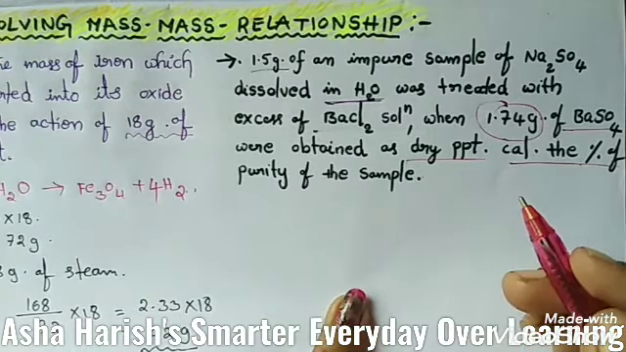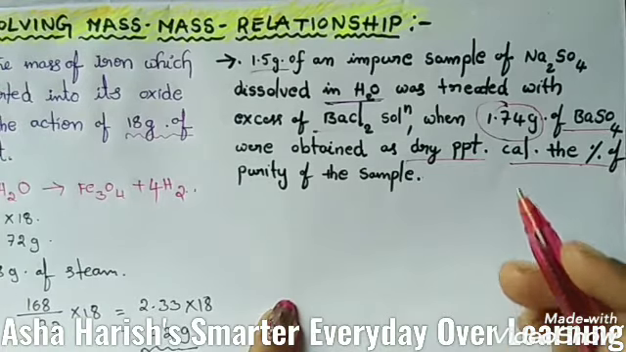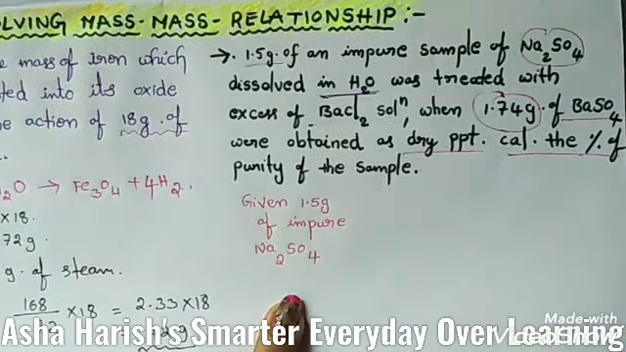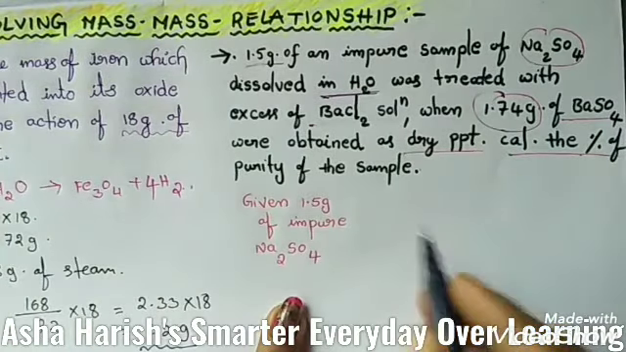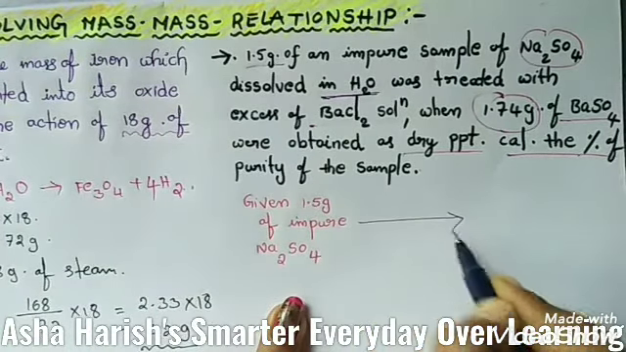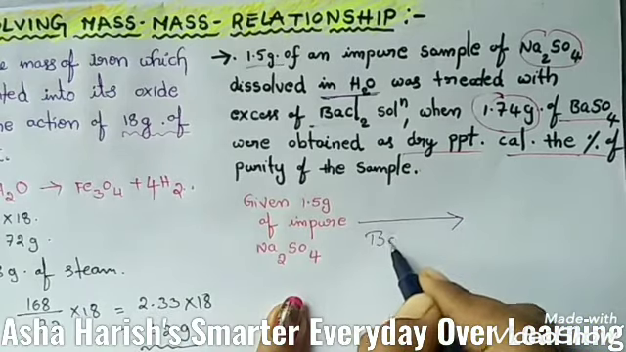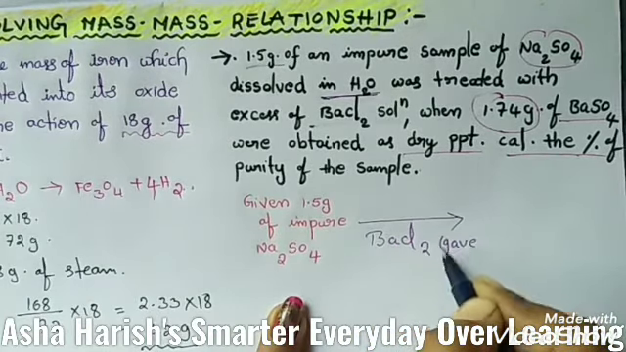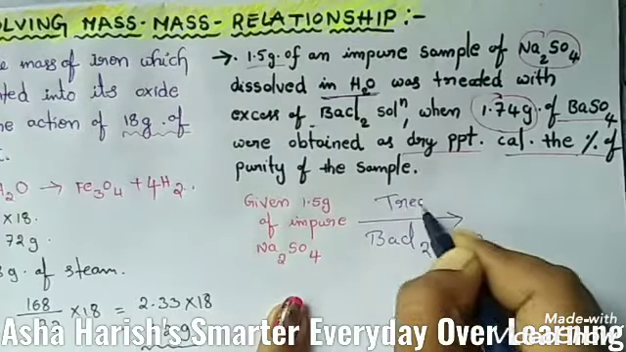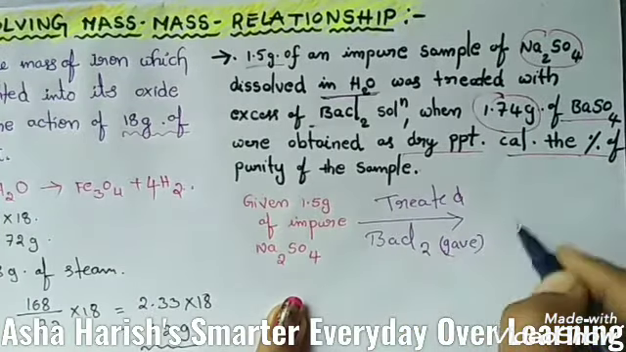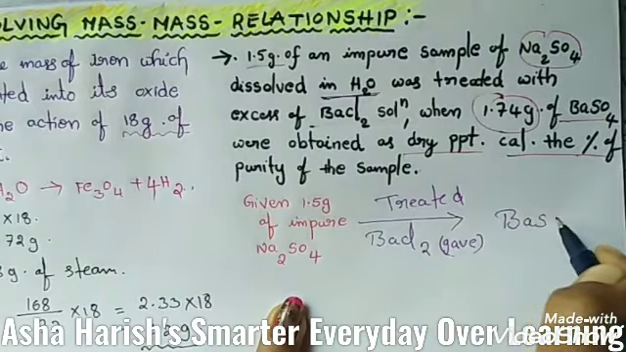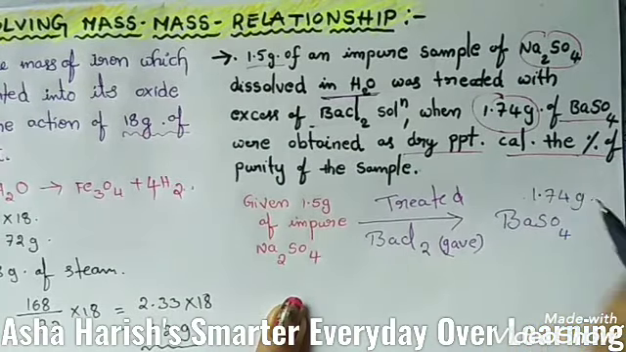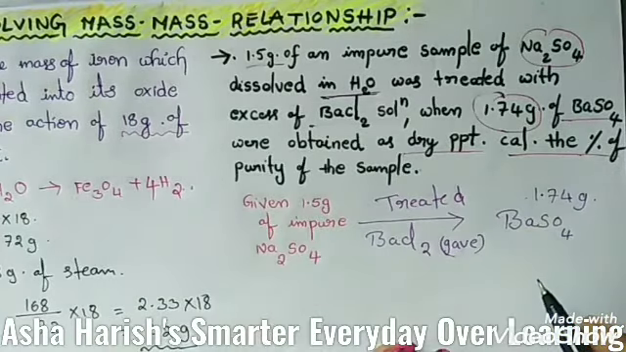First of all, the given impure compound is sodium sulfate, Na2SO4. This Na2SO4 is treated with barium chloride, BaCl2. And students, the formed compound is barium sulfate. The amount is 1.74 grams. This information they have given in the question itself.